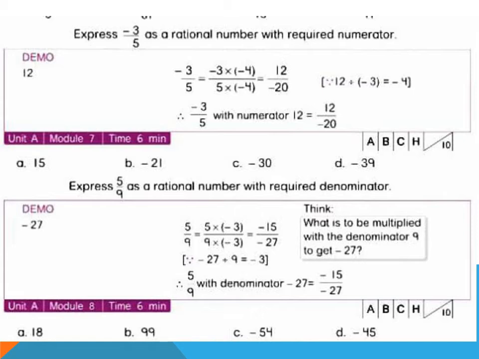So to make 9 into 99, we have to multiply 9 by 11. So now if you are multiplying 9 by 11, then you have to multiply the numerator, which is 5, also by 11. So 5 into 11 gives us 55, 9 into 11 gives us 99. So our required rational number will be 55 by 99.